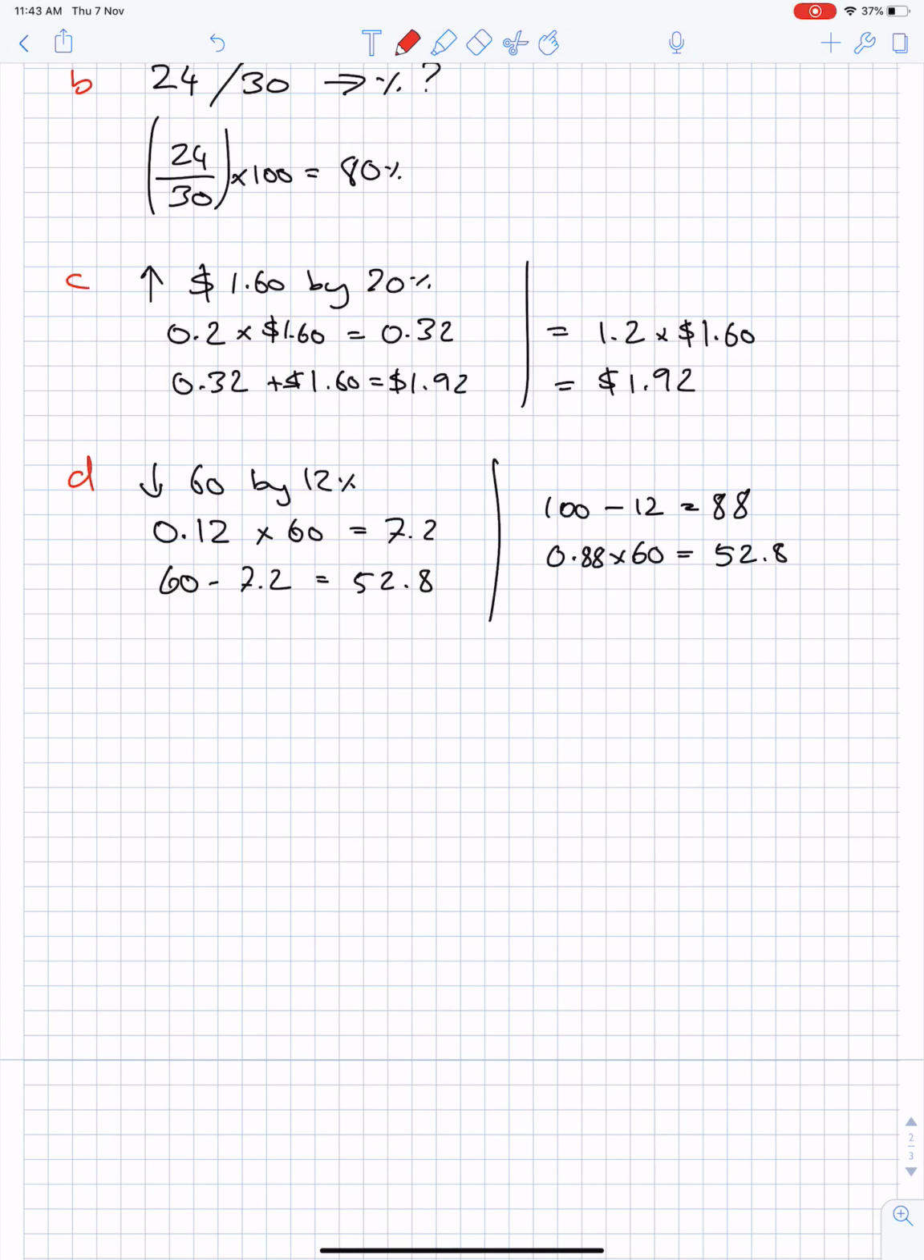A, B, C, D, E. Oh no, sorry. 20% of a number is 30. What is the number? So 20% of x equals 30, right? So 0.2x equals 30. So x equals 30 divided by 0.2, x equals 150.